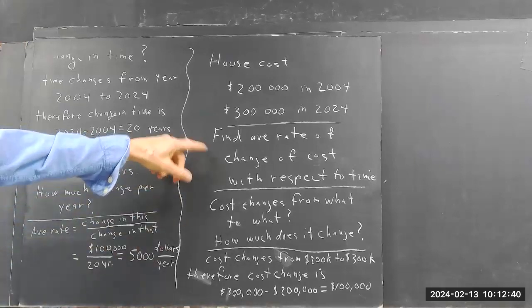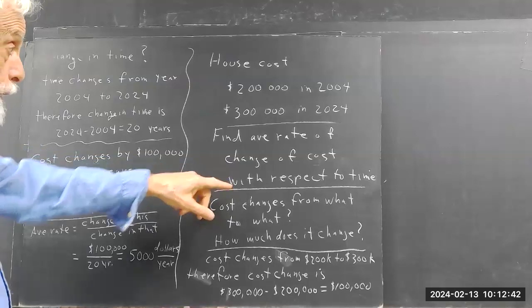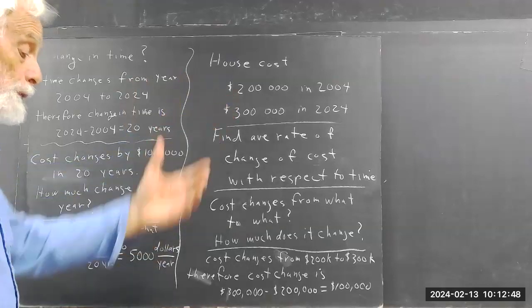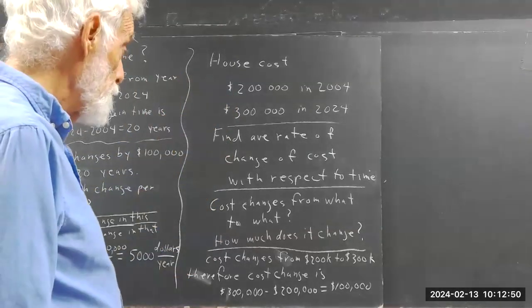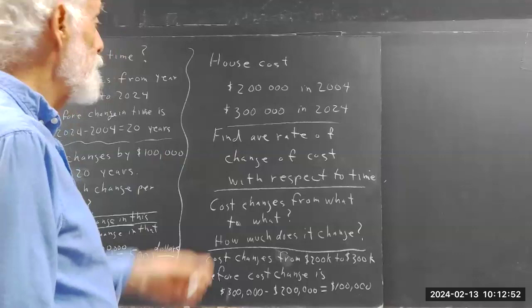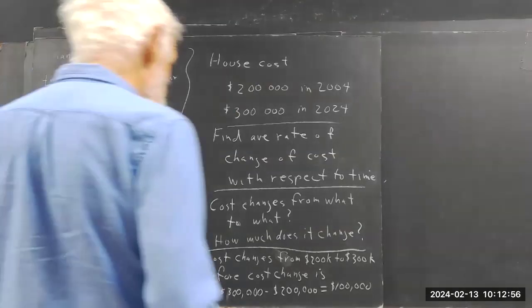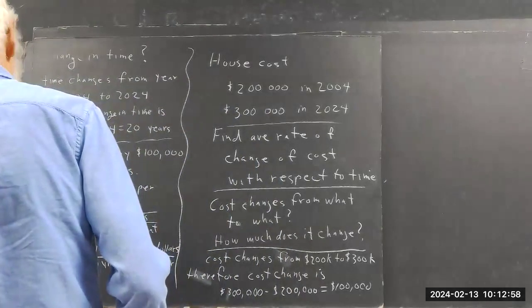Okay, well, that's the average rate of change of cost with respect to time. Okay, and the definition of the average rate of change of one thing with respect to the other is the change in that one thing divided by the change in the other. Okay, so I can write down what we would calculate here.